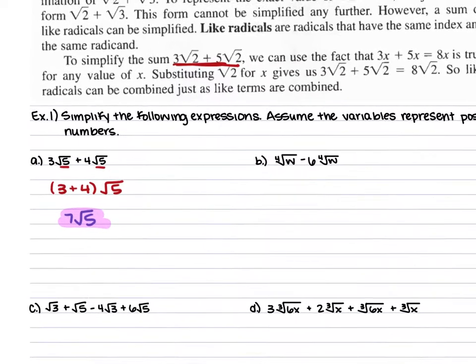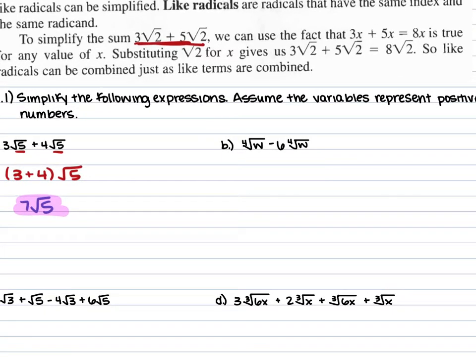For example B, we have the fourth root of w minus 6 fourth root w. So once again, our fourth root w is the same exact thing, same radical, same index. That fourth root of w is like saying 1 times the fourth root of w. So we're really doing 1 minus 6, keeping the fourth root of w. 1 minus 6 is negative 5, keep the fourth root of w. You have negative 5 fourth root w as your answer.